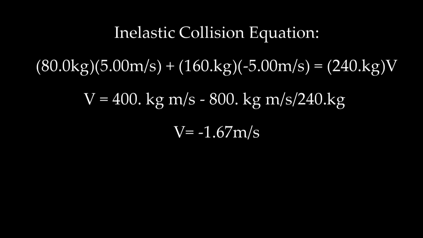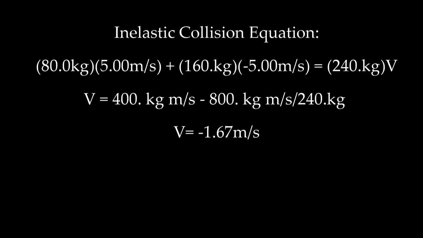We have the inelastic collision equation. We have the 80 kilograms of the rugby back player multiplied by his velocity, which is 5 meters a second, and then we add it on top of the prop's 160 kilograms, and he's heading 5 meters a second in the opposite direction, so you would have negative 5 meters a second. On the right side of the equation, we want to find the velocity, but we already know the mass of the two combined, which is 240 kilograms.